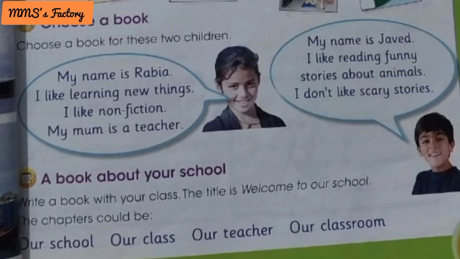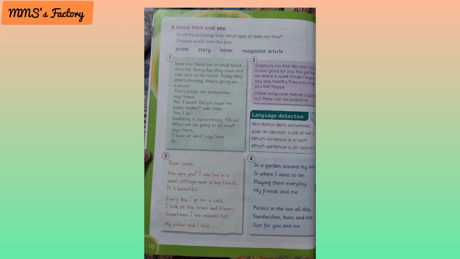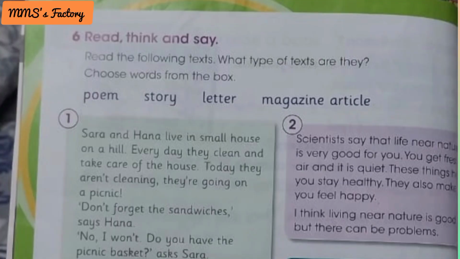A book about your school. Write a book with your class. The title is Welcome to Our School. The chapters could be Our School, Our Class, Our Teacher, Our Classroom. Next page. Read, think, and say.